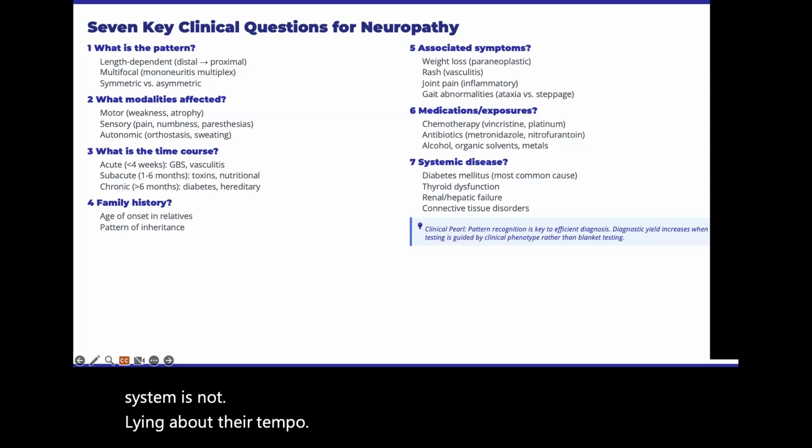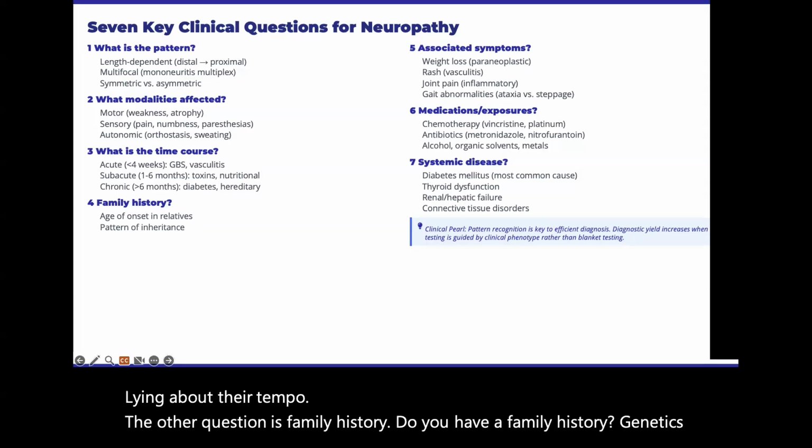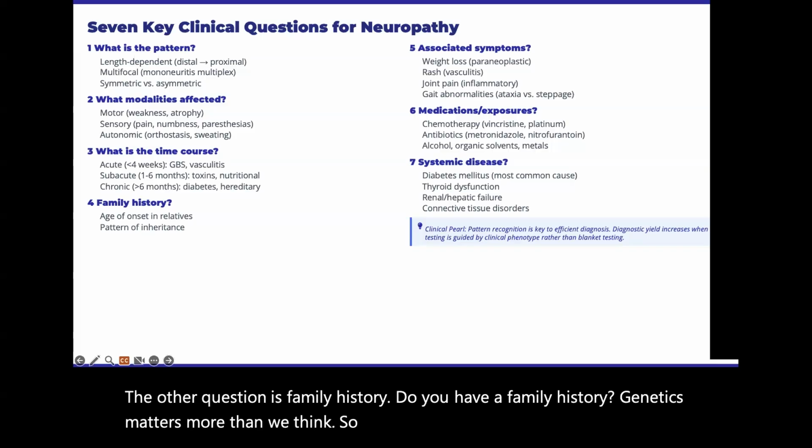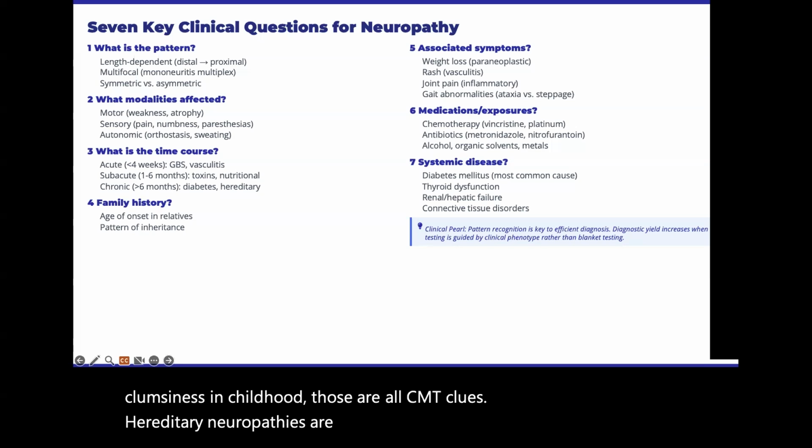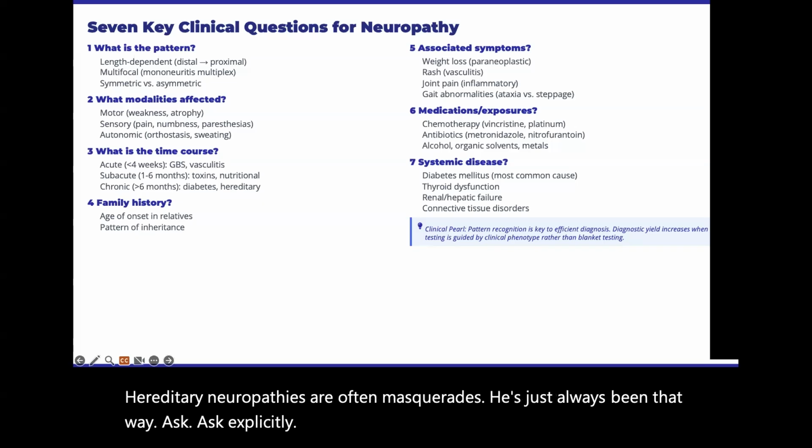The other question is family history. Do you have a family history? Genetics matters more than we think. So, age of onset, ankle surgeries, high arches, clumsiness in childhood, those are all CMT clues. Hereditary neuropathies are often masquerades. He's just always been that way. Ask explicitly, don't just assume.